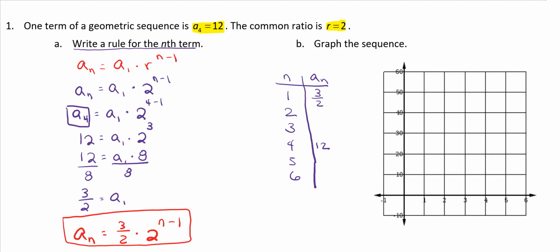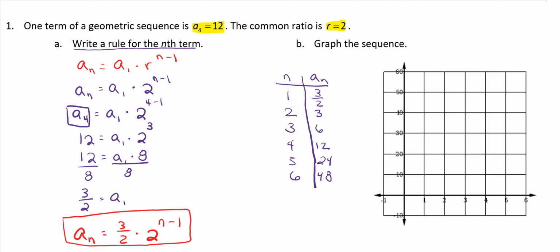Now, we could plug in these other values for n and calculate using the equation, or we could just use the fact that the common ratio is 2 and multiply by 2 to get the next term. So the second term, 3 halves times 2 would be 3. 3 times 2 would be 6. 6 times 2 is 12. 12 times 2 is 24, and 24 times 2 is 48.